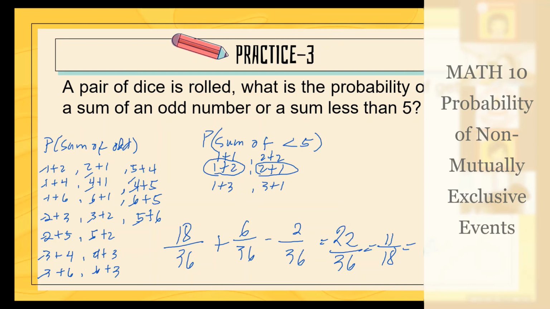But let's say in your quiz or in your practice test, if you are asked to give the decimal, no need to reduce to lowest term, simply divide 22 by 36 right away. 0.61, 0.61. Okay?